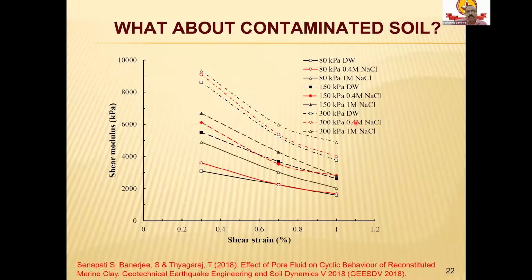Now, what about contaminated soil? Like in many cases, natural soil gets contaminated by leachate or something similar. We tried to do that. We tried to saturate the samples with a certain controlled proportion of sodium chloride. We have done it with calcium chloride also, but I'm not showing those results. Then we compared with distilled water. Interestingly, we see that the contaminated soil degrades much faster. Shear modulus degradation is much more significant compared to the normal distilled water saturated samples.